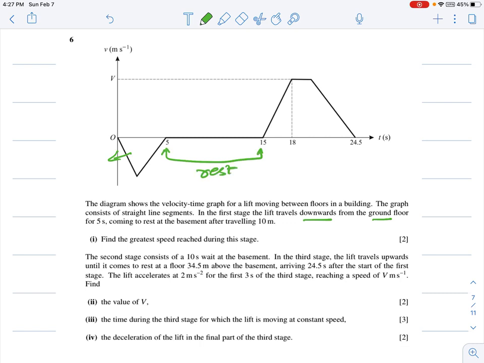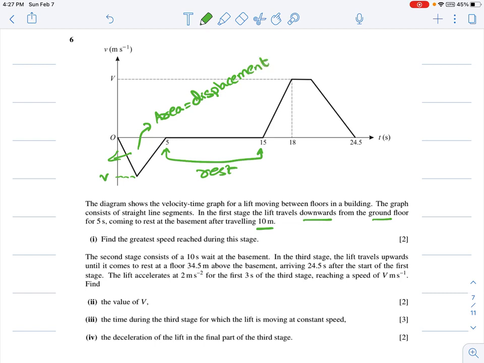Find the greatest speed reached during this stage. So what is this v? Let it be the greatest speed v. The basement distance is 10 meters. So remember that the area gives me the distance. Area is equal to the displacement or distance.